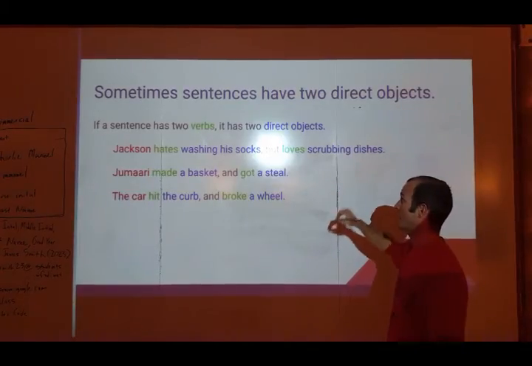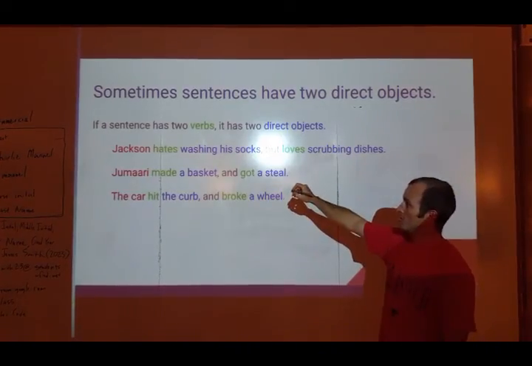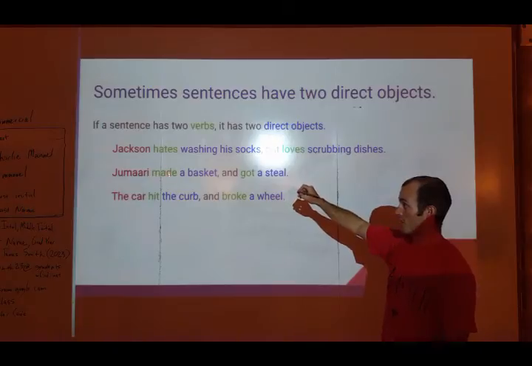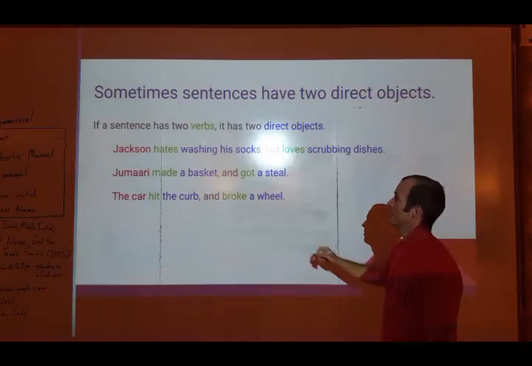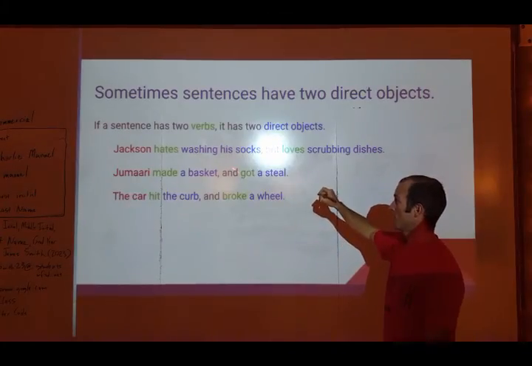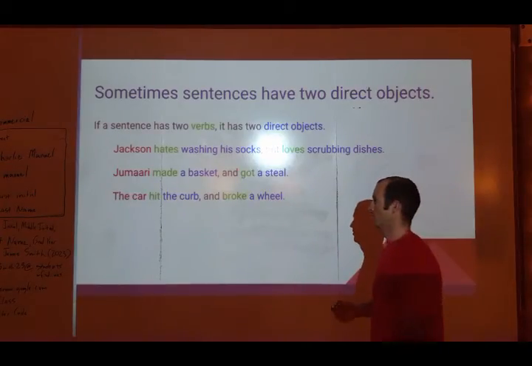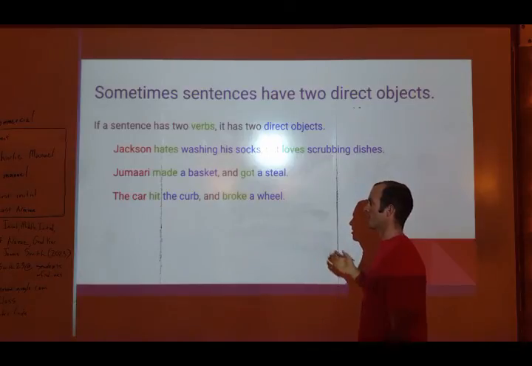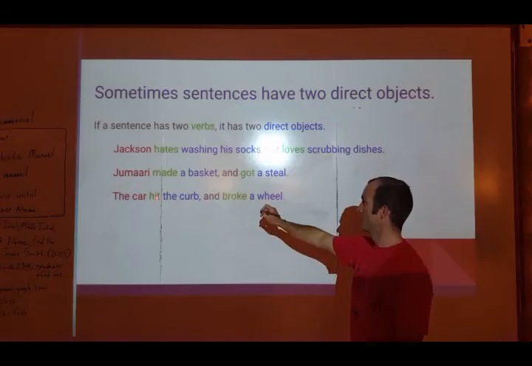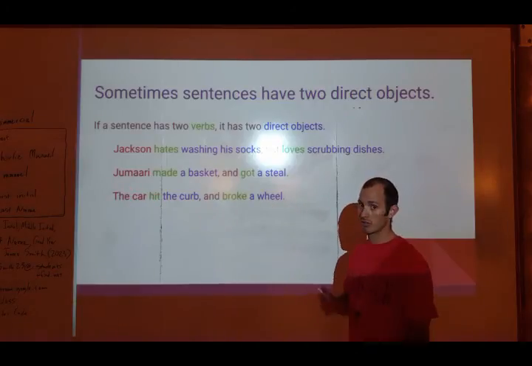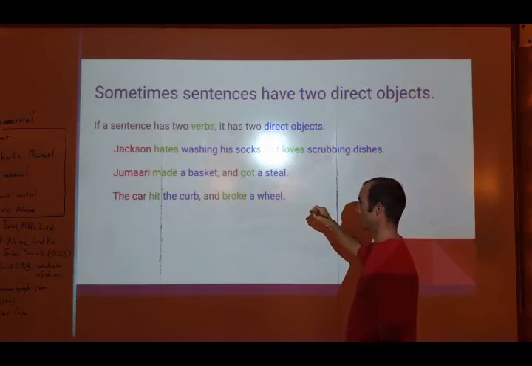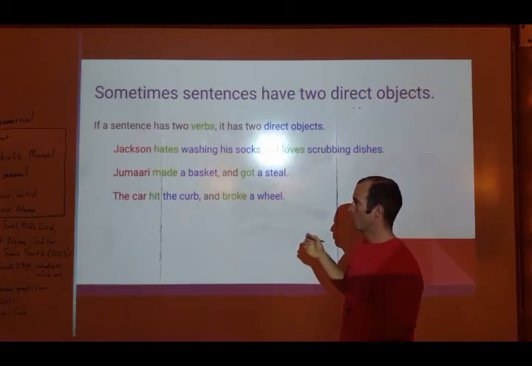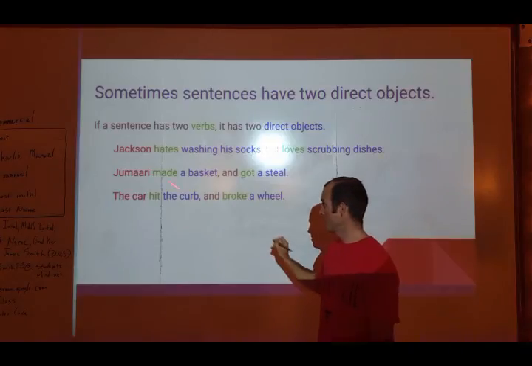Jamari made a basket and got a steal. Jamari is the complete subject. Our verb is made. Our other verb is got. What is made? A basket. What is got? A steal. The car hit the curb and broke a wheel. What are our verbs here? Hit and broke. Those are our two verbs. What is being hit? The curb. What is being broke? A wheel. What is the complete subject here? The car.